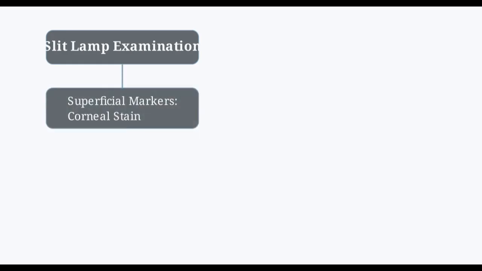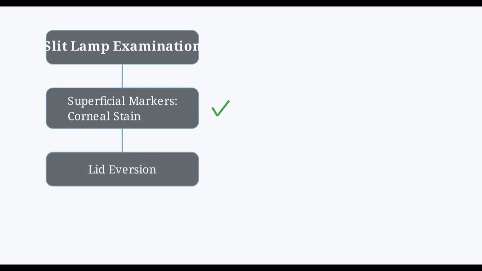The first major step is the slit-lamp examination. We start by checking the superficial markers. A negative corneal stain rapidly eliminates infectious keratitis and severe surface desiccation. Next, you physically evert the lids. This mechanically rules out any retained foreign bodies acting as a physical irritant.